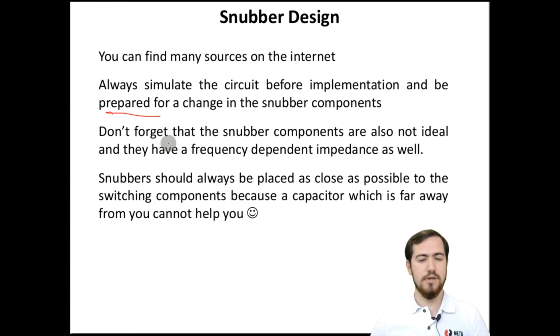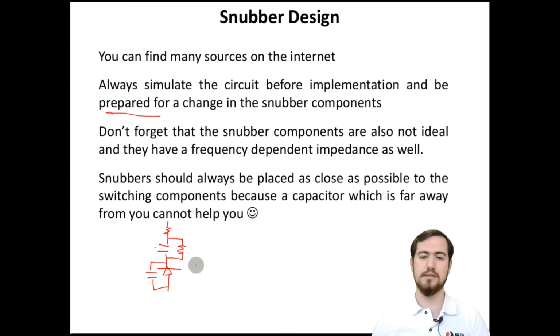Moreover, please do not forget that the snubber circuits are also not ideal, and they have a frequency dependent impedance as well, because we are now using capacitive or diode type components, which both have some parasitic values. For example, the capacitance has a leakage resistance, or it has an ESR value which is in series, or a diode has a capacitive value as well. So please remember that we are now trying to solve a high frequency oscillation by using these snubbers. So their frequency dependent impedance is critical as well.